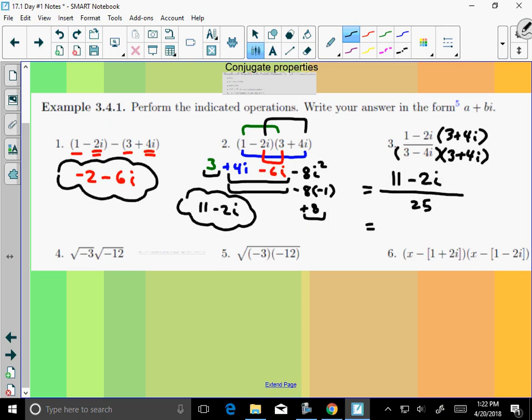How lucky. No, I honestly, it wasn't intentional on my part. I have to split this, though. So I got to write it like this. Here's my real portion. Here's my imaginary portion. Really, children, really. That is my complex number in a plus bi form.